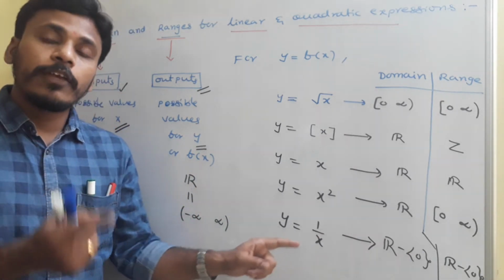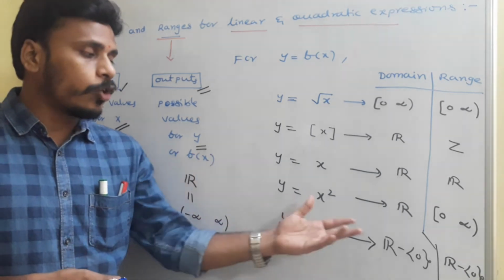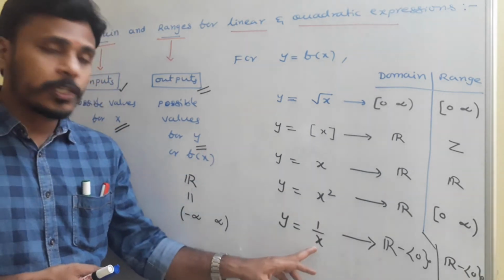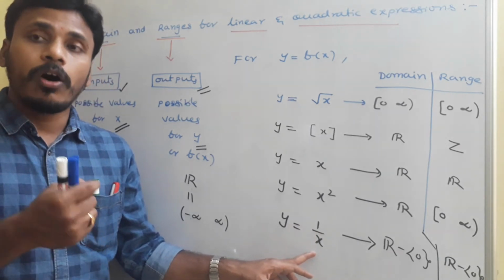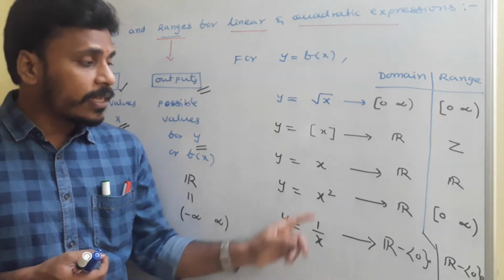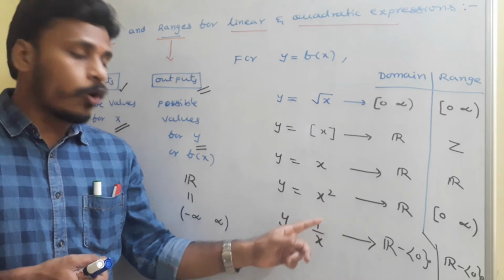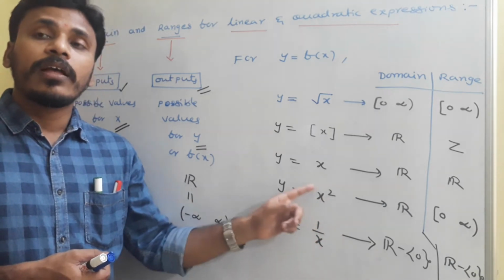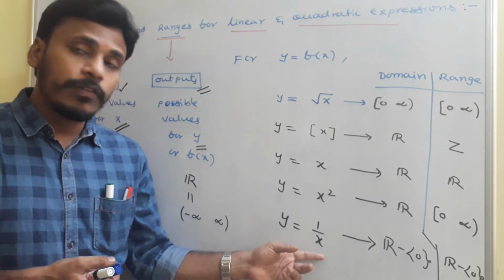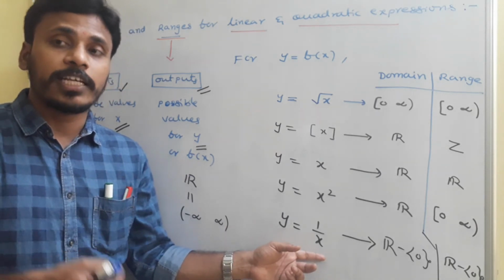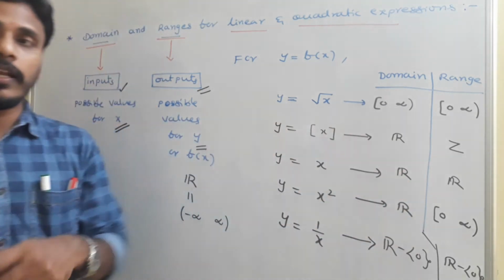Except that 0, if you take any other real number in the place of x, no problem, the value will exist and you will have a certain y value. That's why the possible values for x for this y equals 1 by x are all the real numbers except 0. As well as when you think about the range, this never becomes 0. Why? Because only if x is infinity will that 1 by x become 0. But we don't have infinity with us, so we don't replace x with infinity, and we can't get 0. So the range is again all the real numbers minus 0.